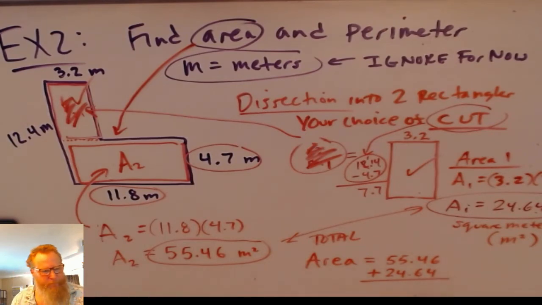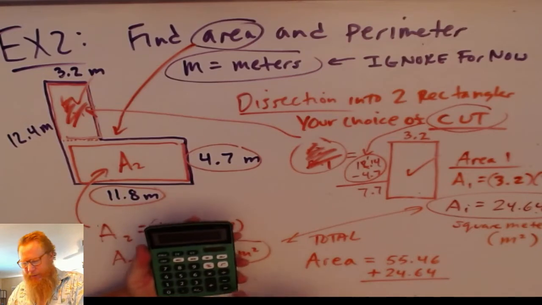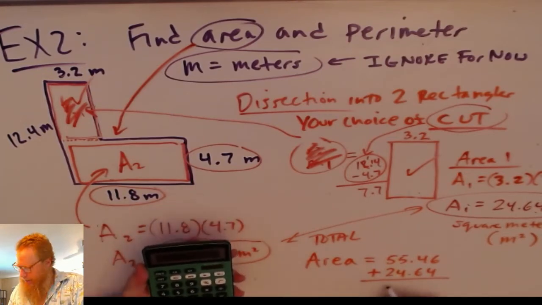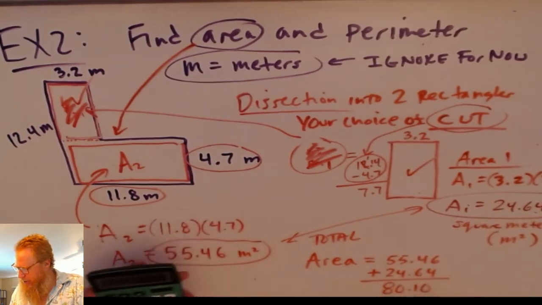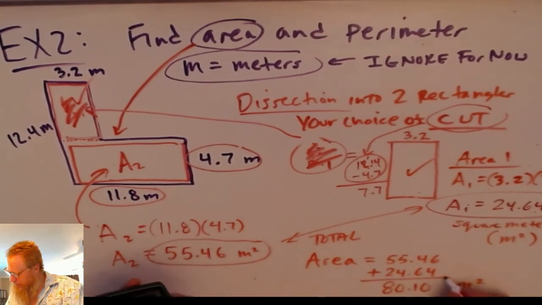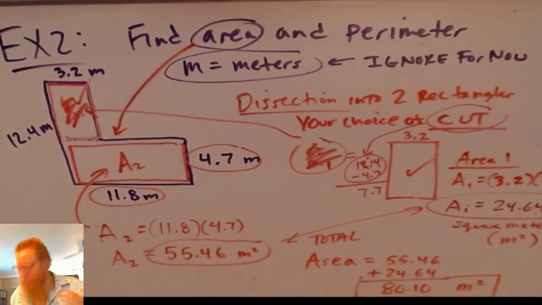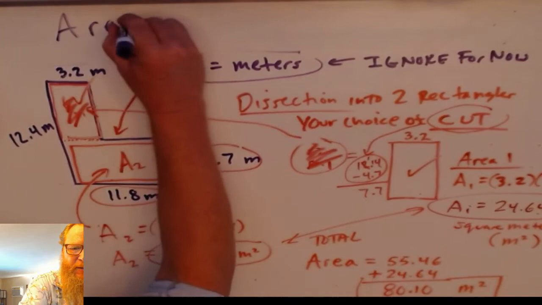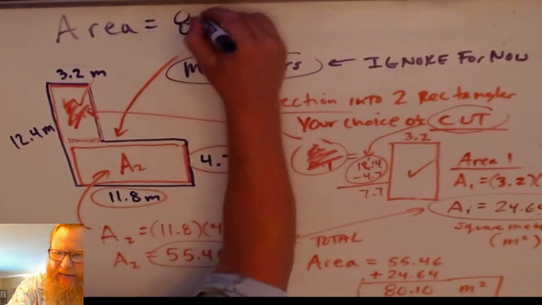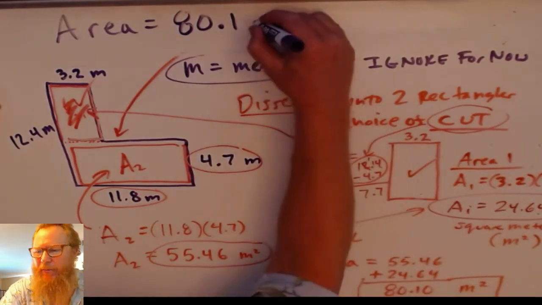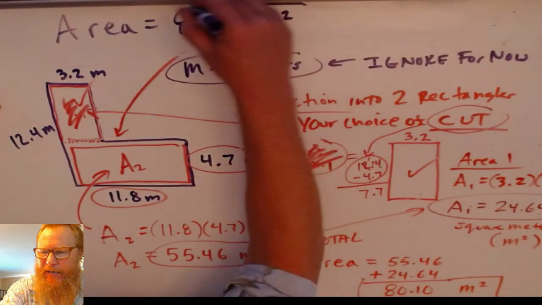And add them up. Here, I already have my calculator out, so let's go ahead and do it. Plus 24.64. And you get 80.10, or just 80.1 square meters. Okay, so that's your answer. Let's go ahead and just write that up here. Area is 80.1. Again, I can omit this last 0, and I'm going to put m squared, because that's area.